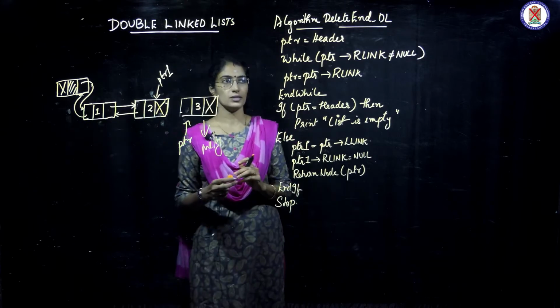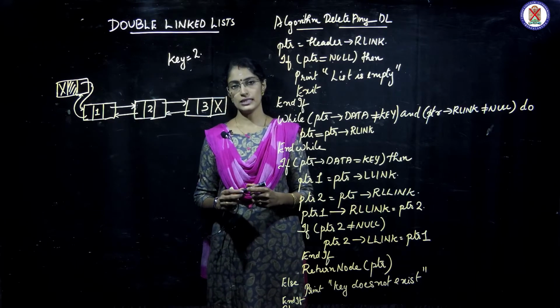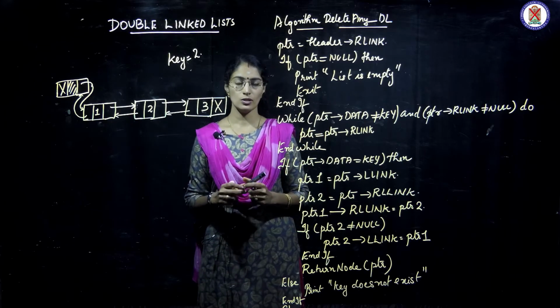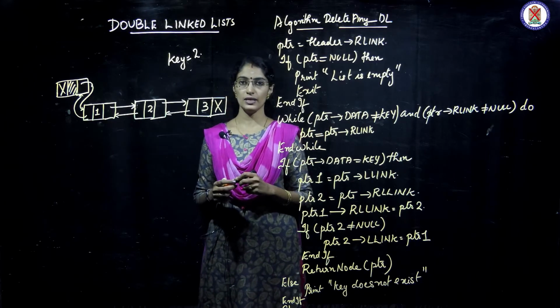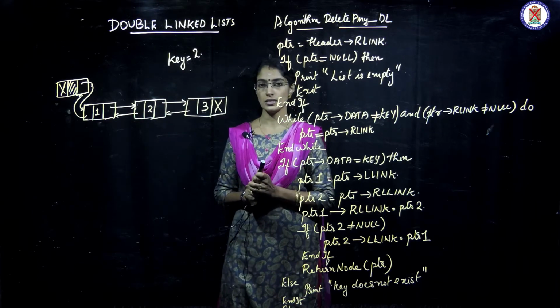So next we will be seeing deletion at any position. Now we will be dealing with the algorithm for deleting a doubly linked node in a doubly linked list at any position. The position is determined with the help of the key value. In this example, we will take the value of the key as 2.